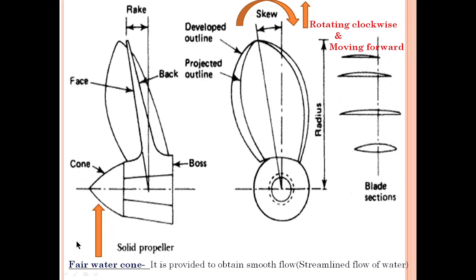Now, one more thing I want to show you here is that around the propeller boss, a cone is provided. This cone is called the fair water cone. Basically, the main function of this cone is to obtain a smooth flow. What do I mean by smooth flow? It is the streamline flow of water.